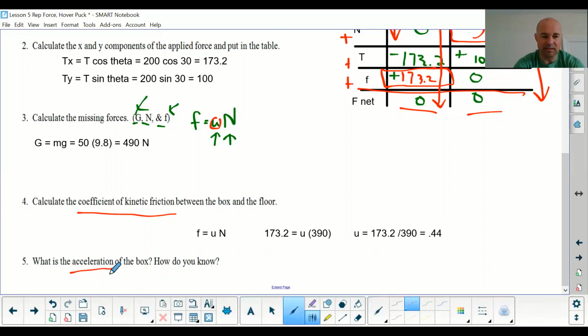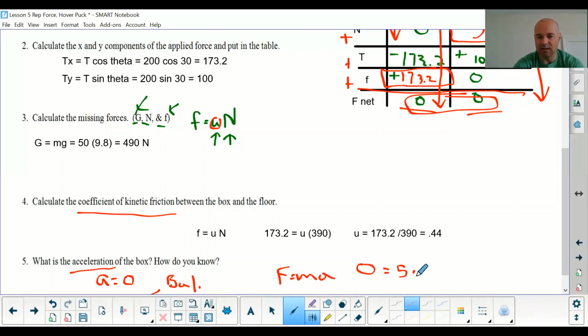The acceleration of the box, we answered this very early on. The acceleration of the box is 0, net acceleration 0. And that's because it's balanced. Again, it's a balanced situation. The net force is 0. So if we plug into F equals ma, if the force is 0 and the mass is 50, which we got here, we could do the math and solve for a. But if you have no force, you have no acceleration. So no net force gets you no net acceleration.